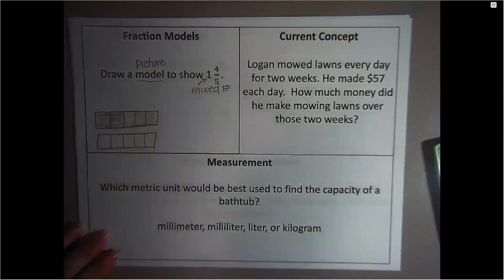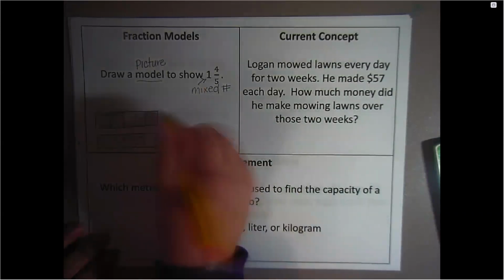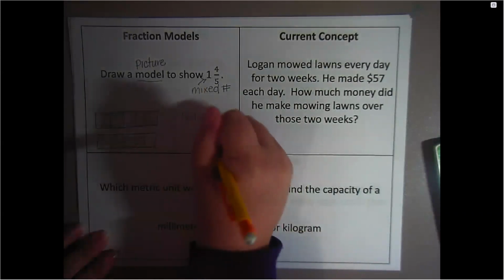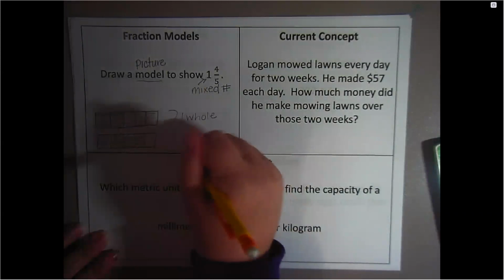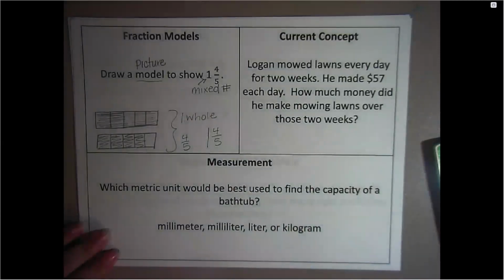And then my fractional part, I'm going to shade in 4 out of 5. And so this right here is 1 whole and 4/5, which is 1 4/5. That's how you would draw a model of a mixed number.